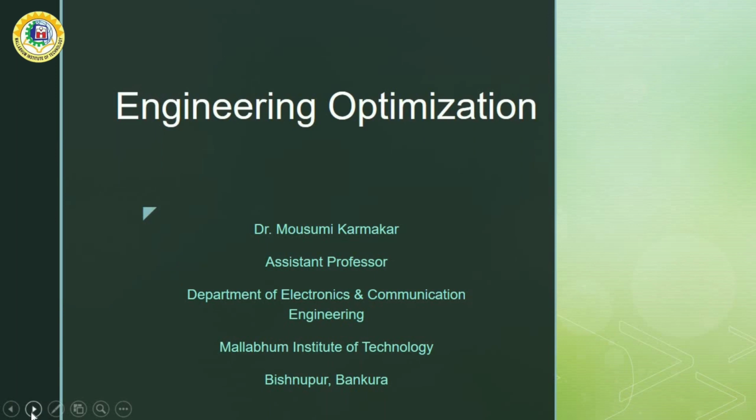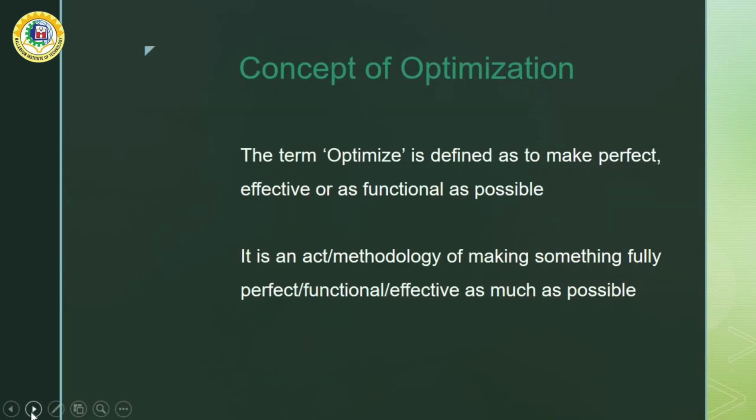Today I will give a brief idea of engineering optimization. Nowadays, optimization has become of great importance in practice, particularly in engineering design, scientific experiment and business decision making, etc. The term optimize is defined as to make perfect, effective or as functional as possible. Basically, it is an act or methodology of making something fully perfect, functional, effective as much as possible.